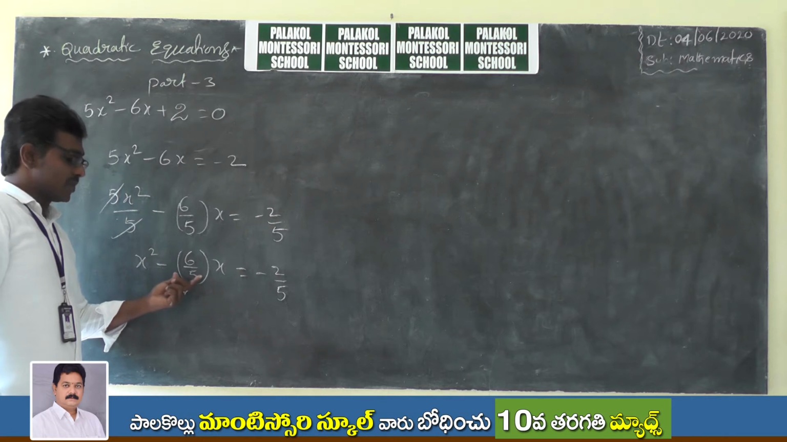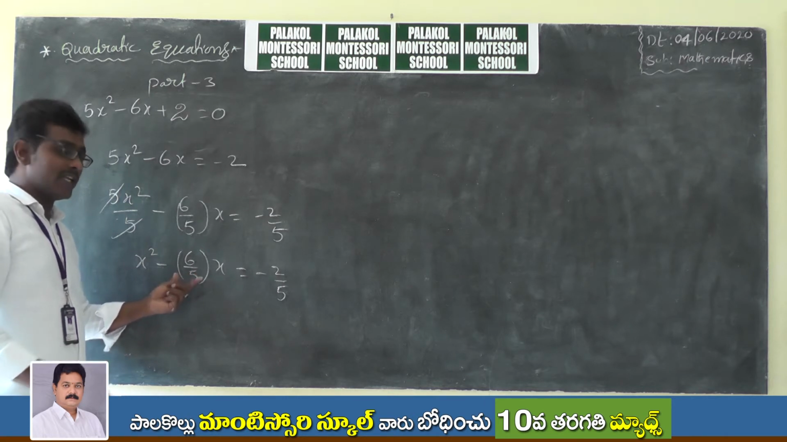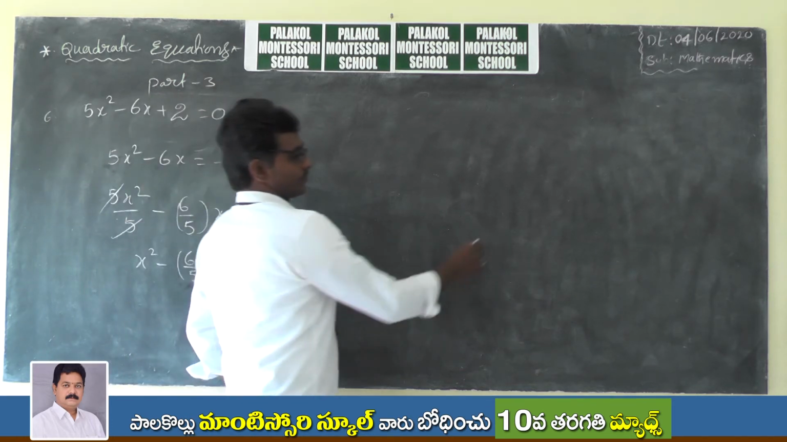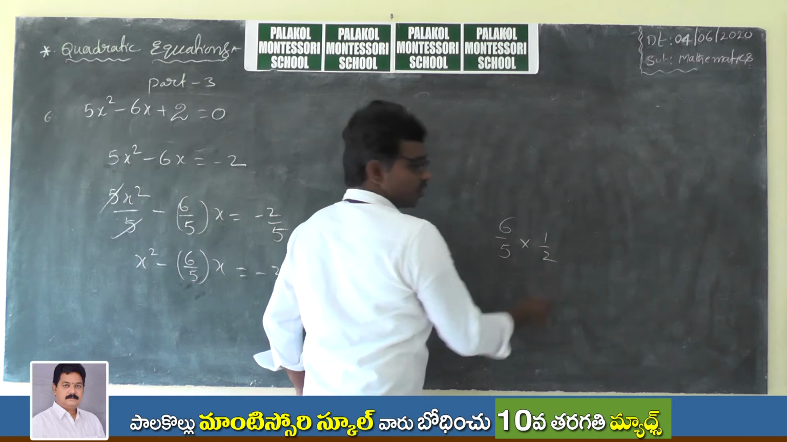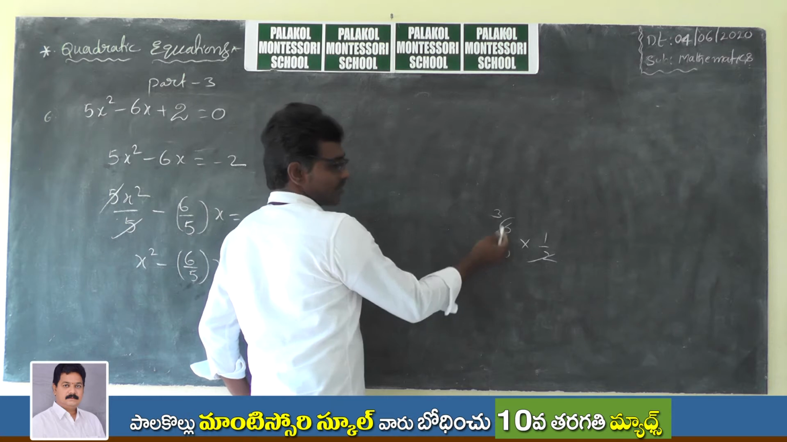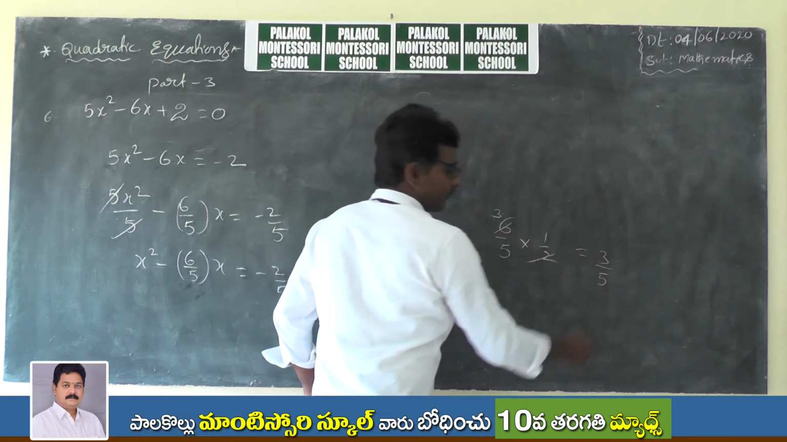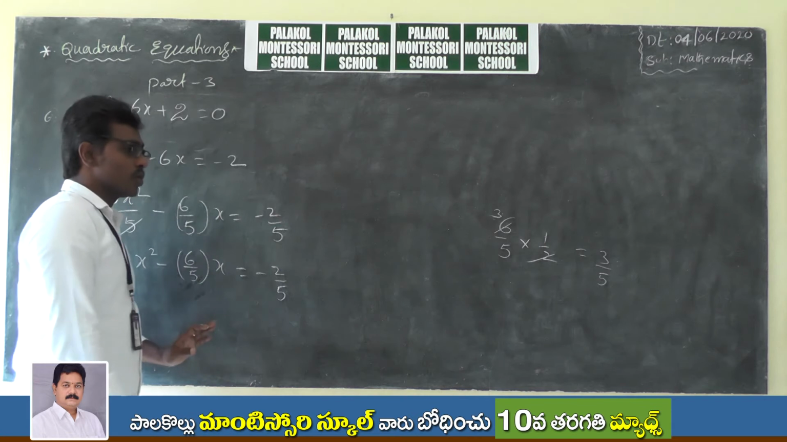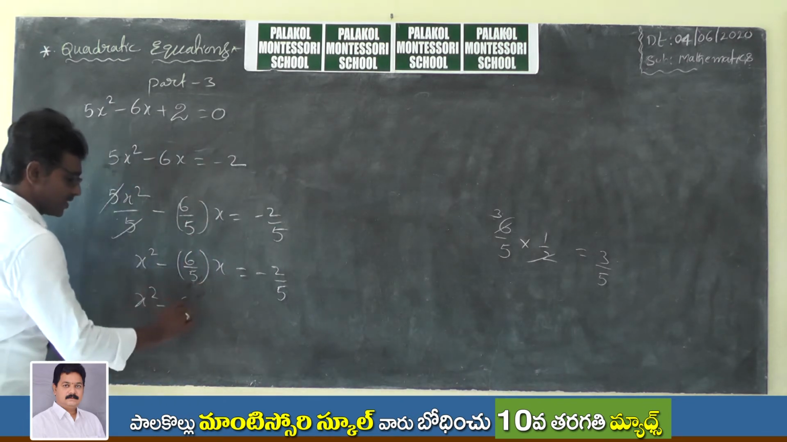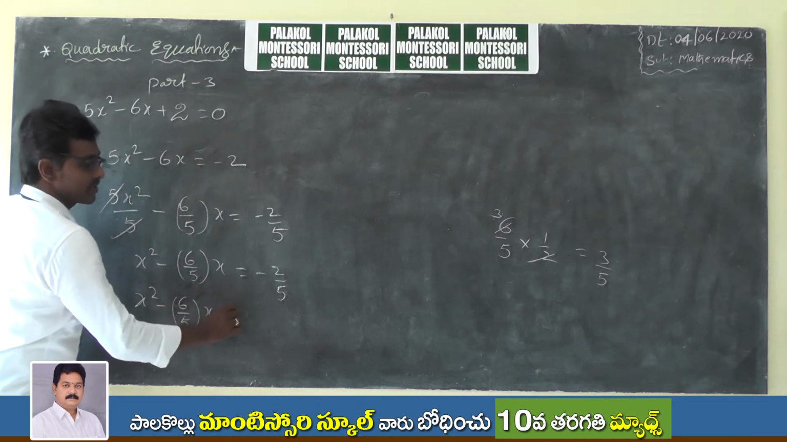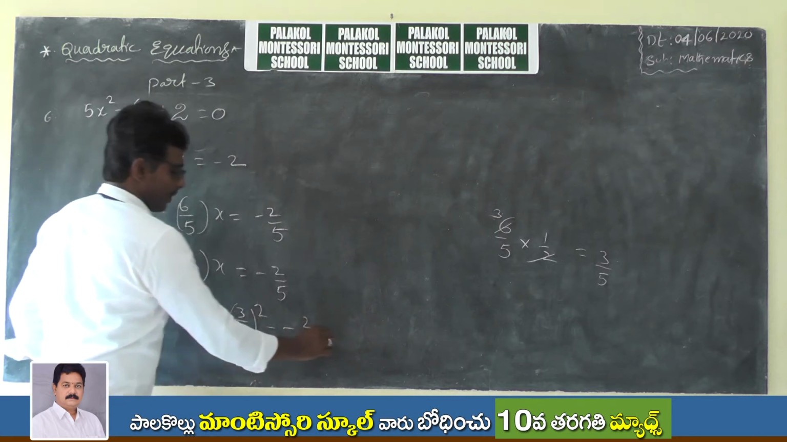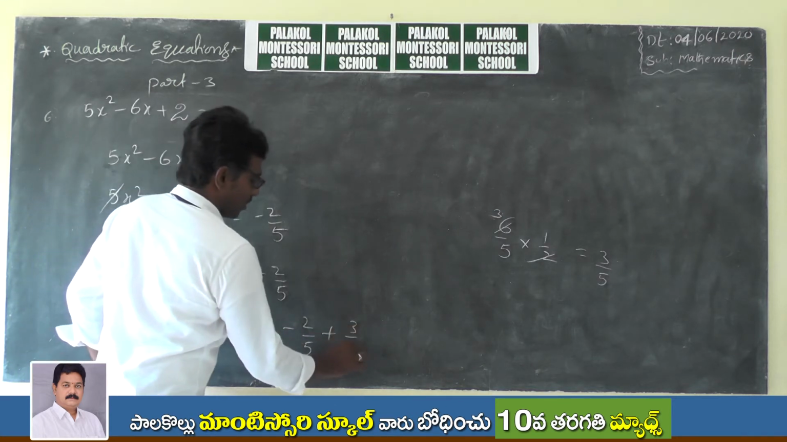Now next, the x coefficient here is 6 by 5. Take half of this coefficient and square it. So 6 by 5 times 1 by 2: this is cancelled, 3 times 1 is 3 by 5. Simply add 3 by 5 whole square to both sides. So x square minus 6 by 5 of x plus (3 by 5) whole square is equal to minus 2 by 5 plus (3 by 5) whole square.